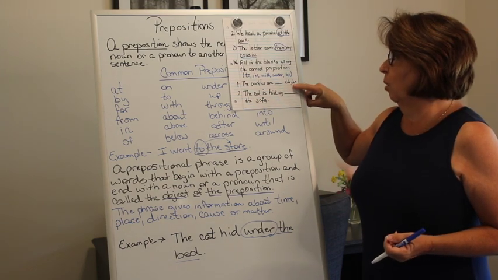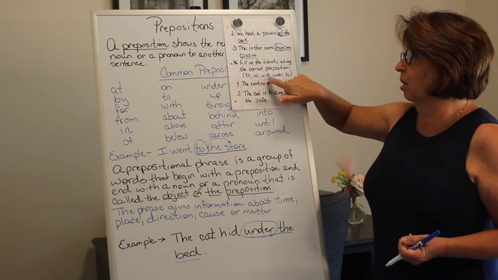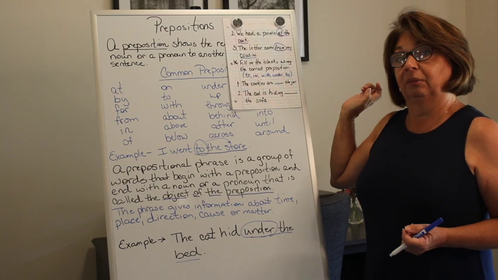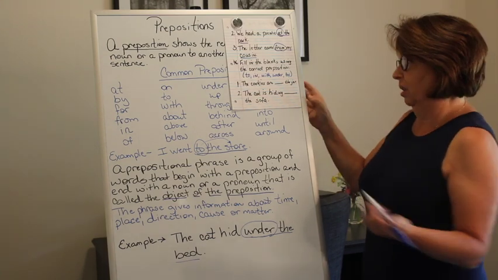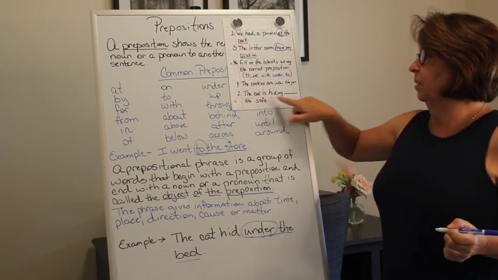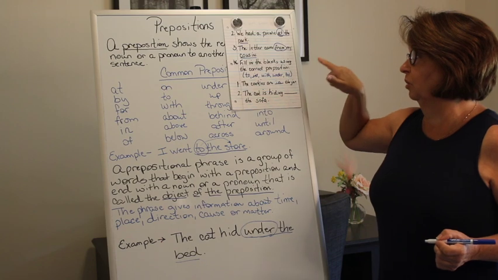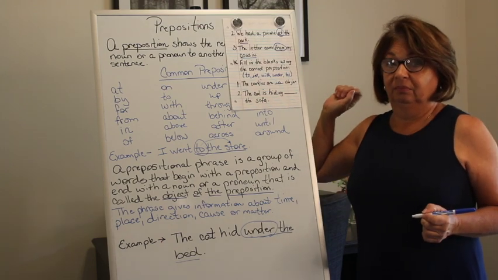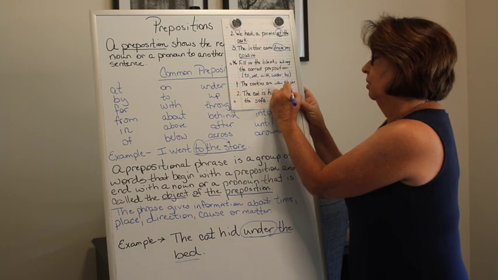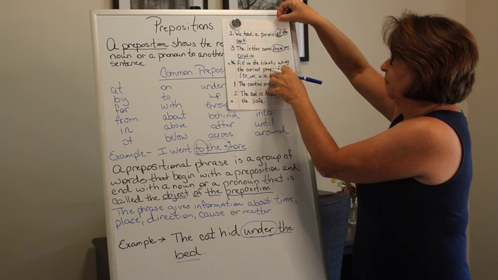All right, the cookies are blank the jar. Are the cookies to the jar, in the jar, with the jar, under the jar, by the jar? What do you think? Okay, if you said in the jar, that would be correct. So we know we use that one. The cat is hiding blank the sofa: to the sofa, with the sofa, under the sofa, by the sofa. If you have a cat, you know that they love to hide under the sofa. Good job. All right, moving on.